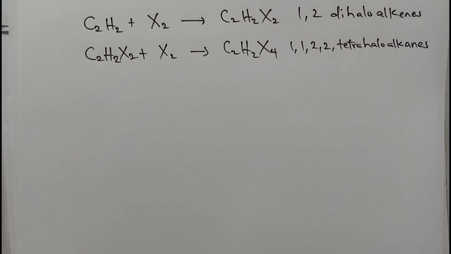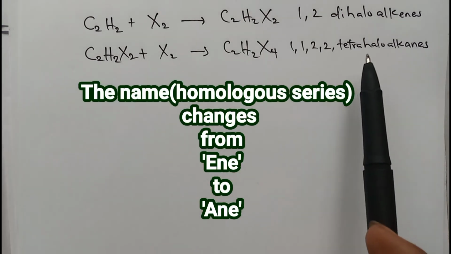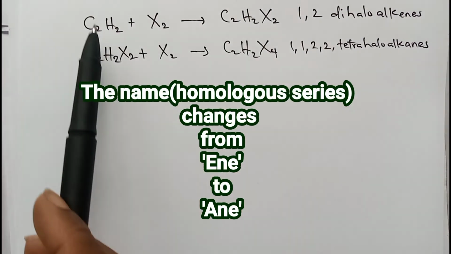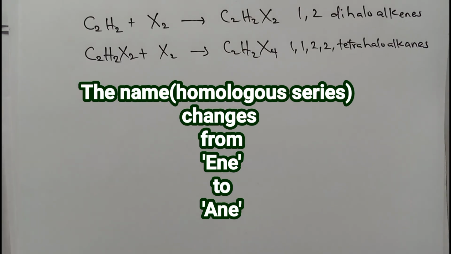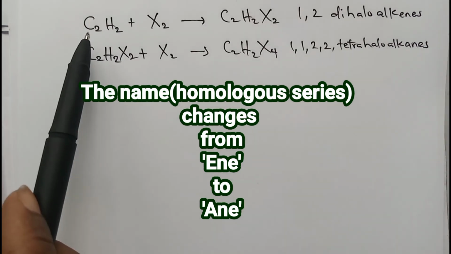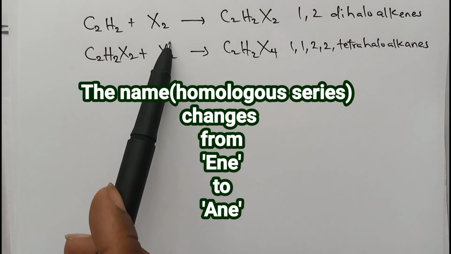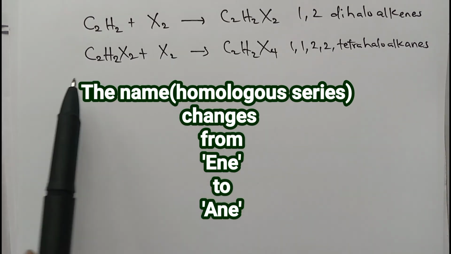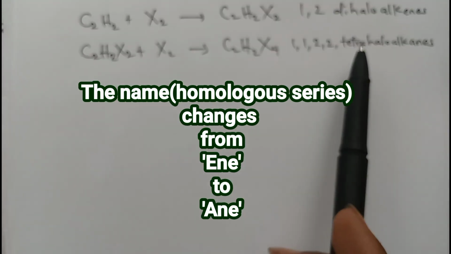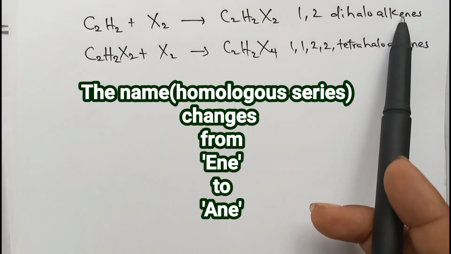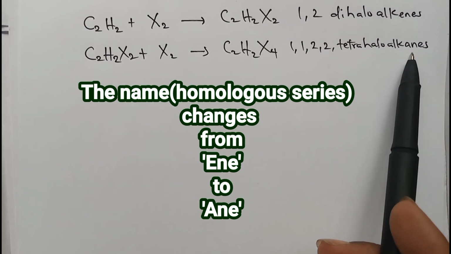The truth here is that this addition reaction will always remove the double bond or the multiple bond. For the first one, the triple bond is reduced to double bond. Then the last one removes the double bond to single bond. That is why if you check the name, here is E and here is A. I hope you get that.